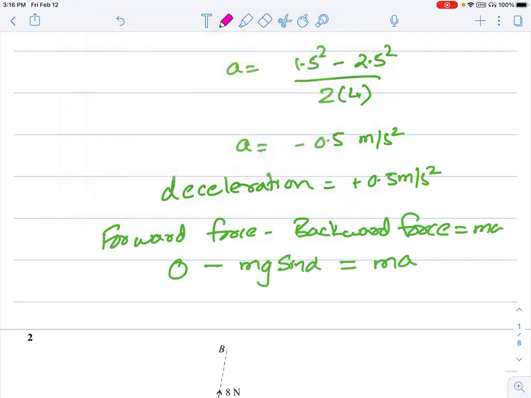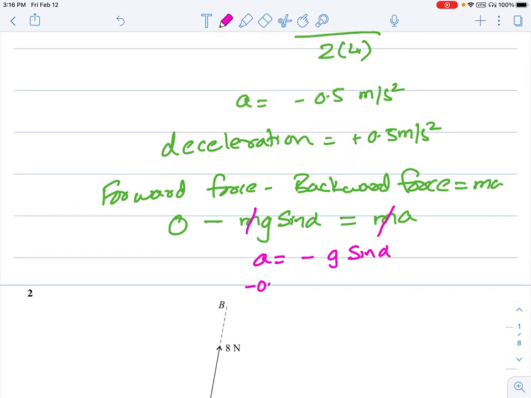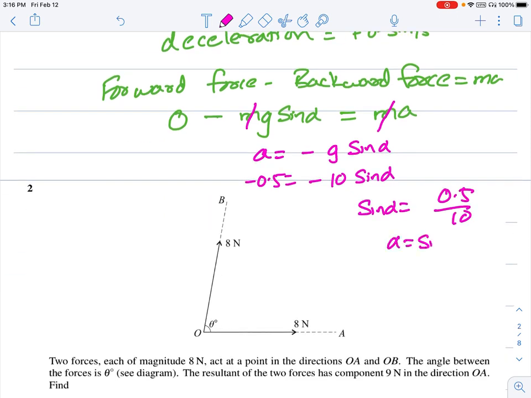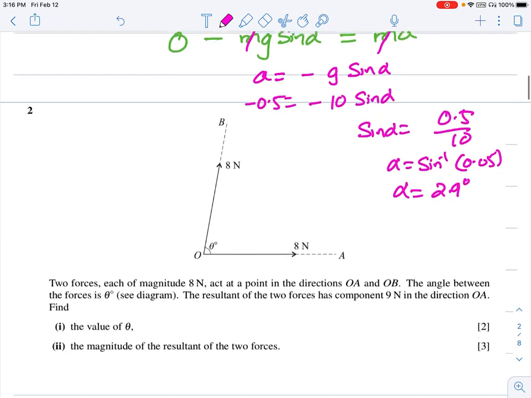So from there, m and m get cancelled. So acceleration is minus g sine alpha. The acceleration we got, minus 0.5, is equal to minus 10 sine alpha. So sine alpha is equal to 0.5 over 10, so alpha is equal to sine inverse of 0.05. Take the calculator and do that. It becomes 2.9 degrees. That's going to be the answer for the first one.